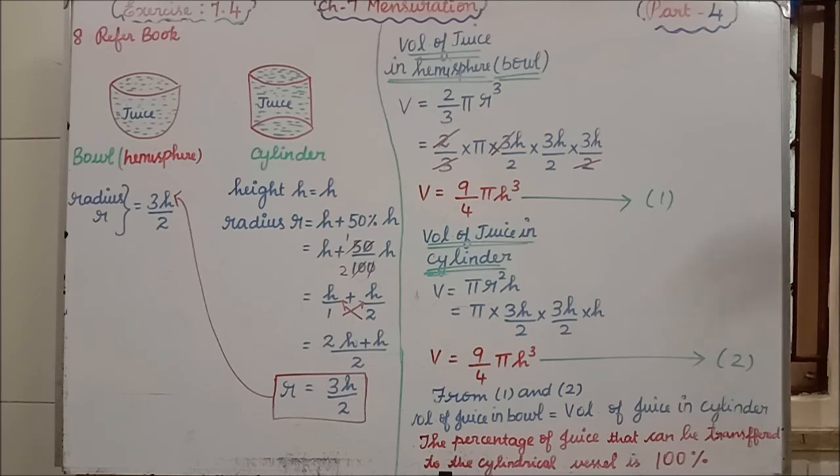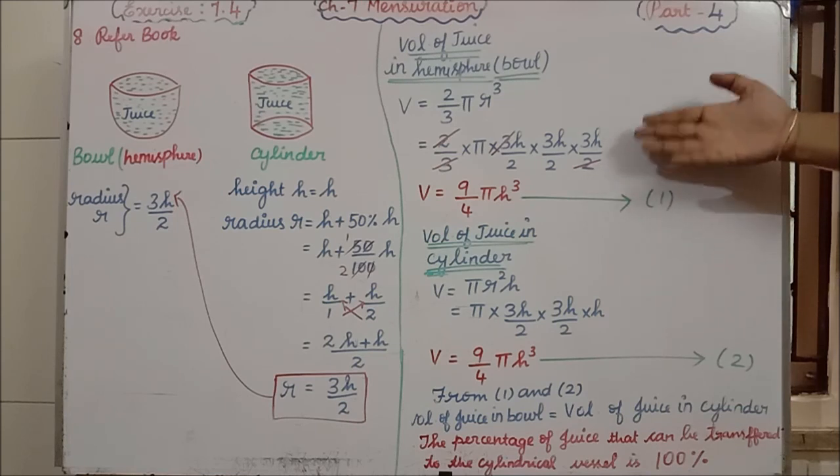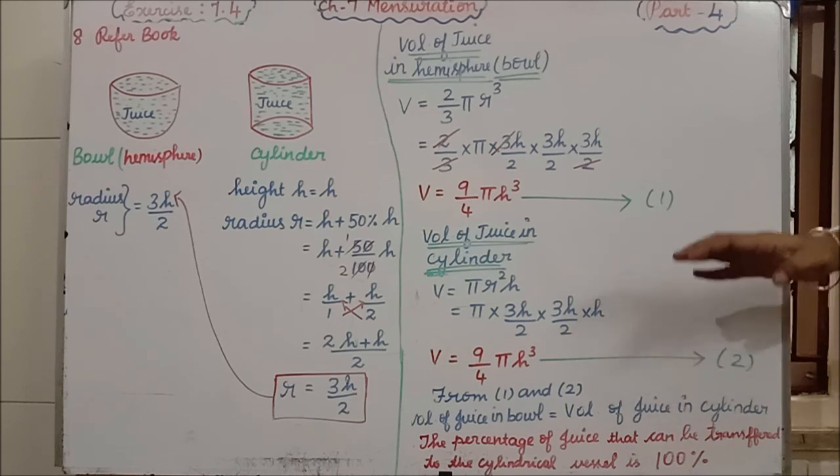Now we have to see equations 1 and 2. What is the volume for the hemisphere? 9 by 4 pi h cube. What is the volume for the cylinder? 9 by 4 pi h cube. From 1 and 2, the volume of juice in the bowl is equal to the volume of juice in the cylinder. Therefore, the percentage of juice that can be transferred to the cylindrical vessel is 100%. How much juice we have in the bowl, the full juice we can transfer into the cylinder. Clear, students, all of you? That was the 8th question.